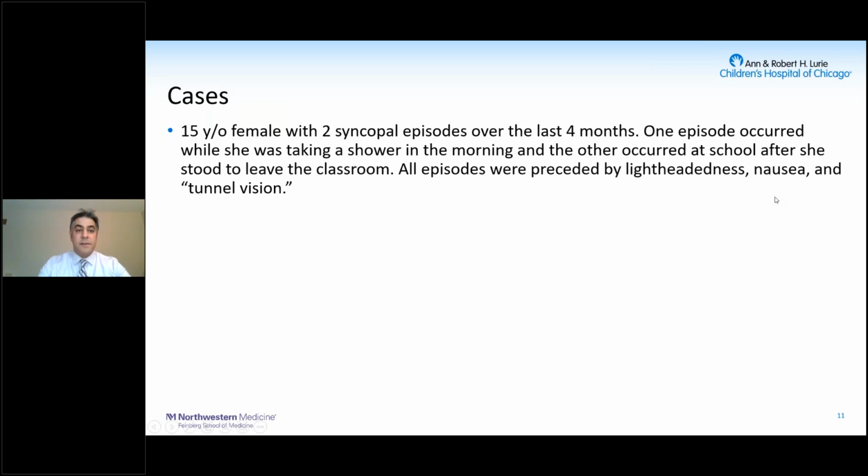So the first one is a 15-year-old female who had 2 syncopal episodes over the last 4 months. One occurred while she was taking a shower in the morning, and the other occurred at school as she was standing to leave. All episodes were preceded by lightheadedness, nausea, and tunnel vision.